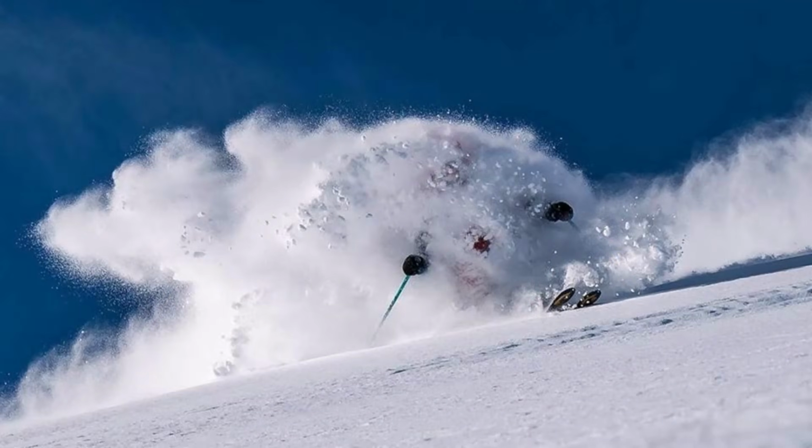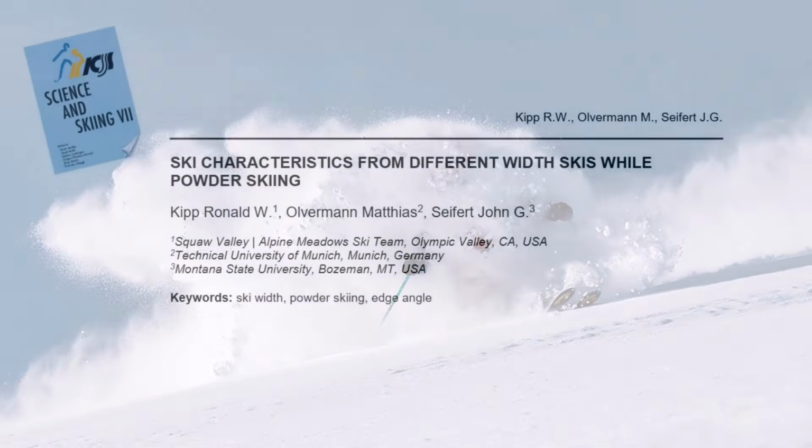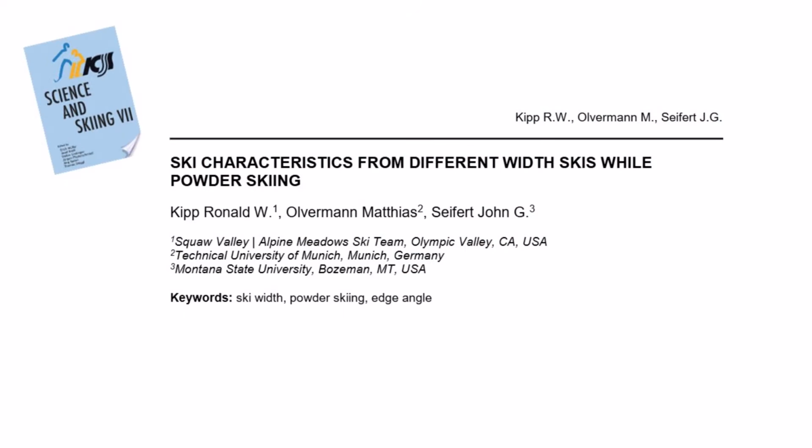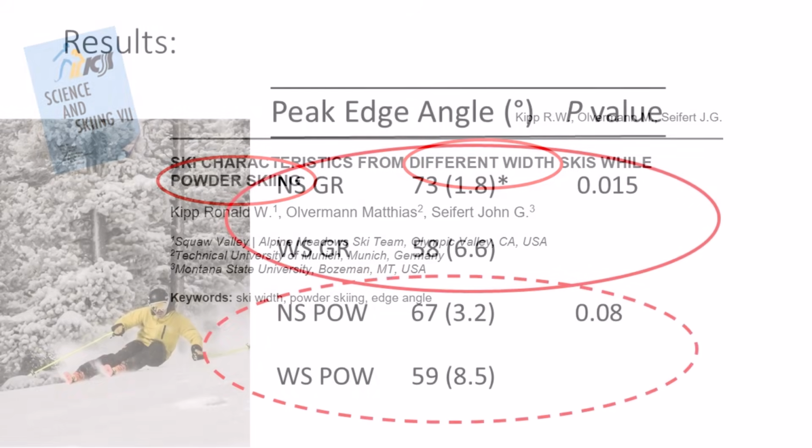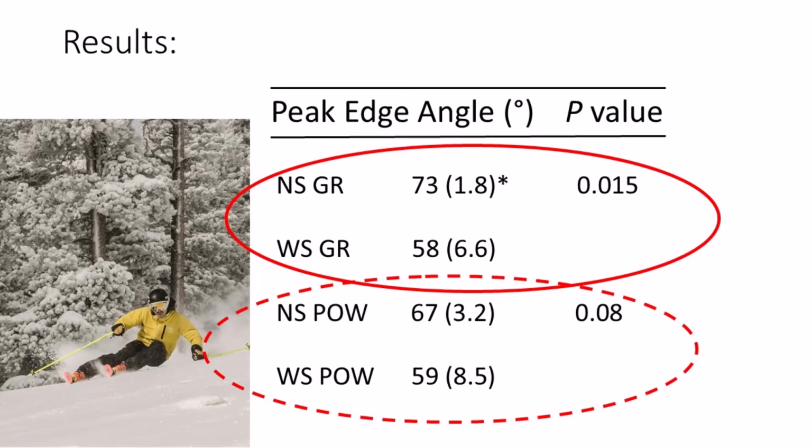Okay, that data was for on-piste skiing. What about powder? There is some research with wide and narrow skis, looking at ski characteristics from different width skis while powder skiing. Here's a glimpse of the results. Whether on the groomed or in the powder, the peak edge angle was greater with the narrow ski, with the largest difference being on the groomed, as would be expected.